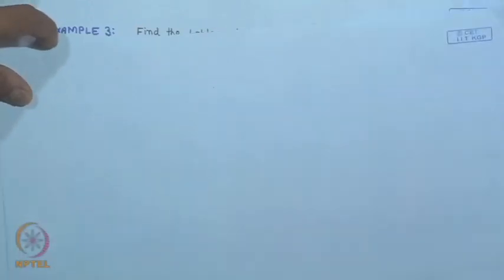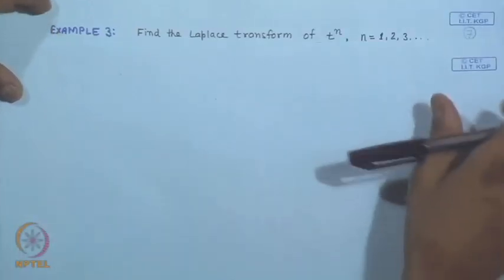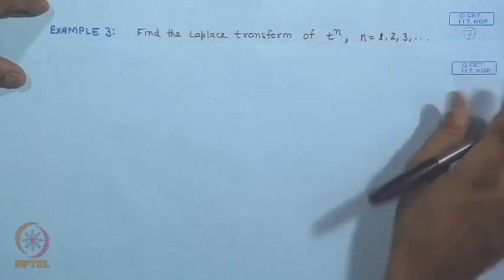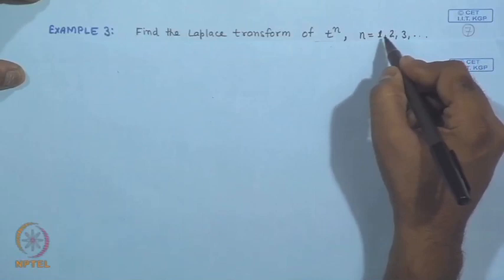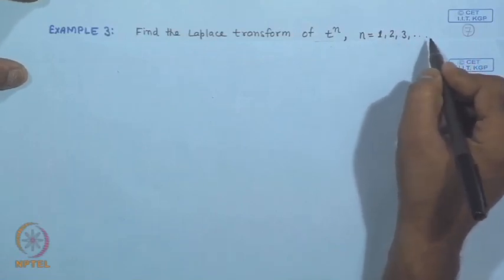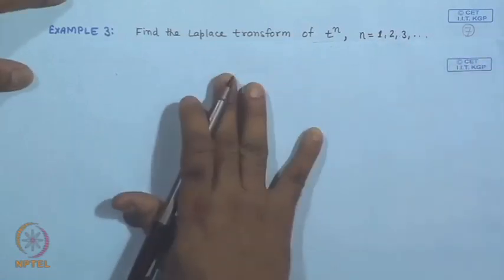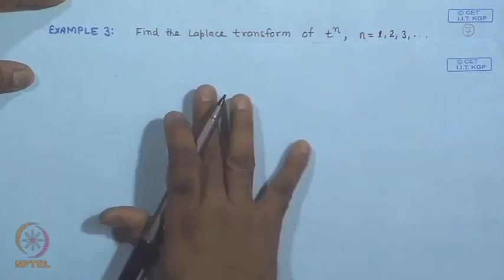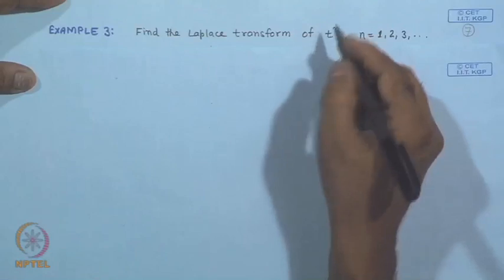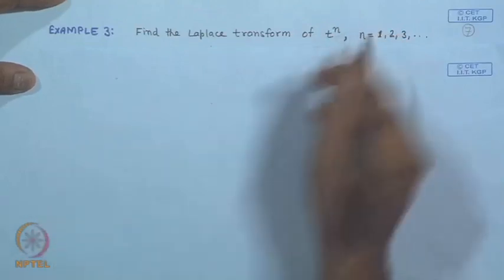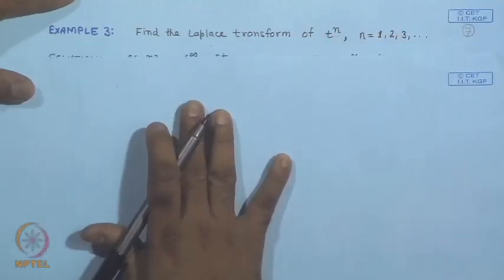So, let us move to the next example, and this is the Laplace transform of t power n, n a positive integer. So, 1, 2, 3 and so on, natural numbers. So, a very useful function, and we will apply the Laplace transform of t power n later on in the lecture.